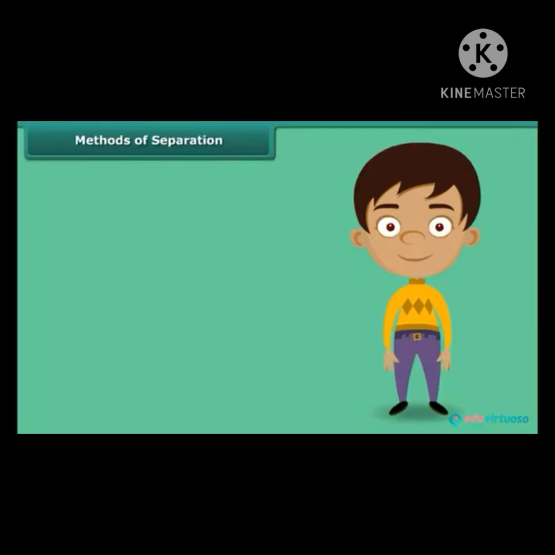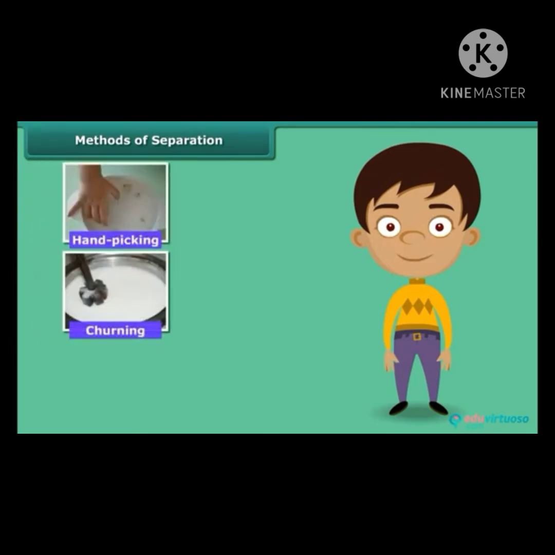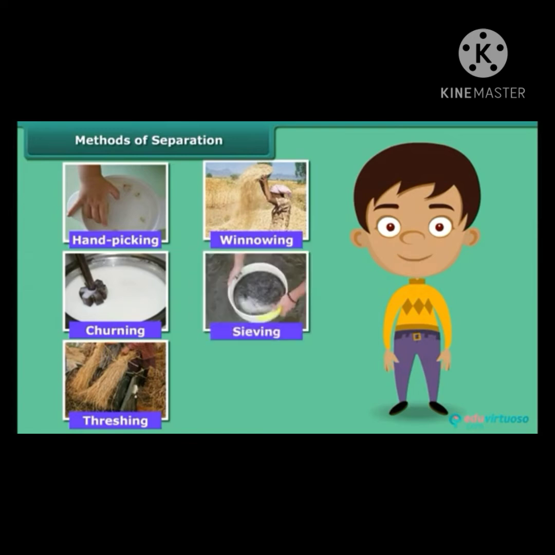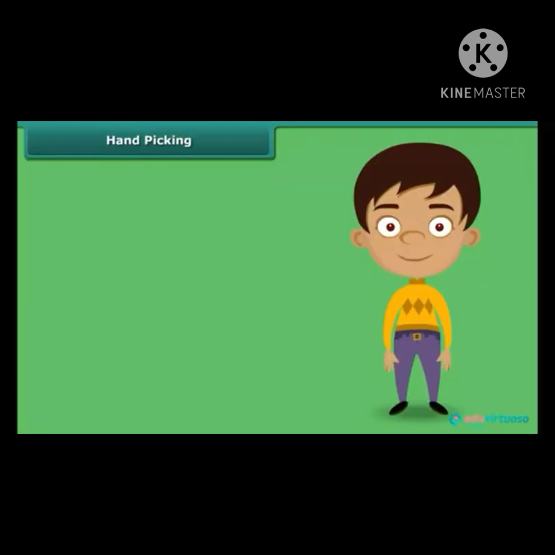You may have an idea about some methods of separation. In fact, you would have used some of these methods in your daily life. So let us list some methods commonly used to separate components of a mixture: handpicking, churning, threshing, winnowing, sieving. The basis for choosing a method of separation depends upon the physical properties of components.